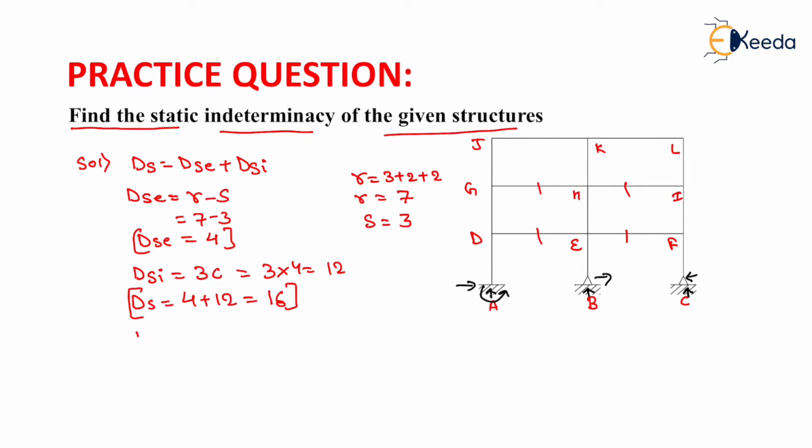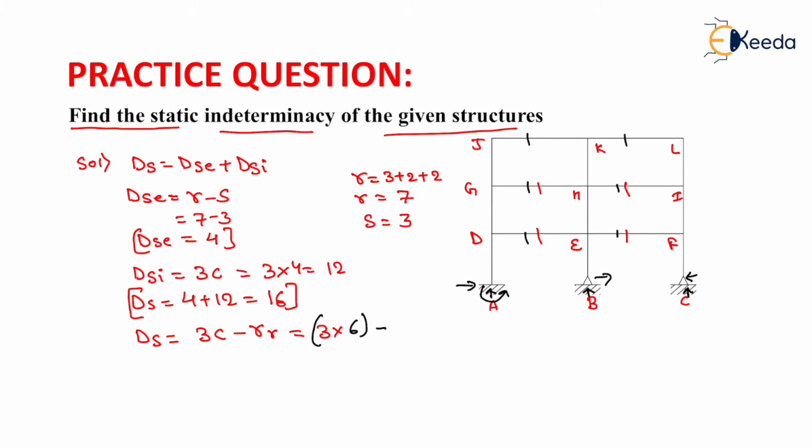Now, if we want to use the direct formula, we can go for it also, that is 3C minus RR, where C is the number of cuts required to obtain the cantilever structure. Here, to obtain the cantilever structure, we need to put 1, 2, 3, 4, 5 and 6 cuts. So we write the value of C as 6 in the direct formula. Now, what is the value of release reaction?